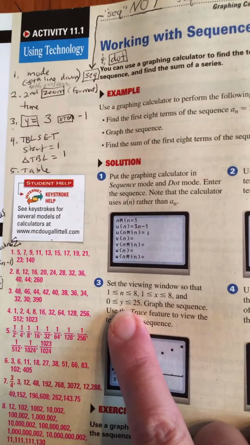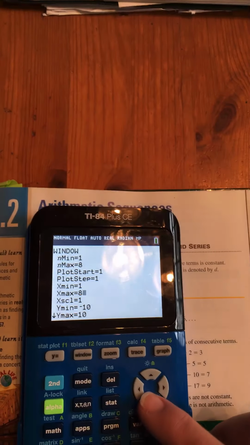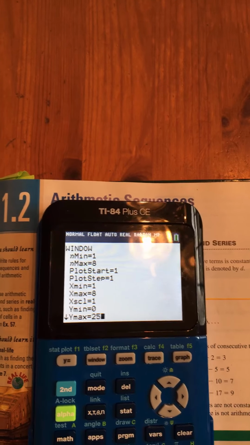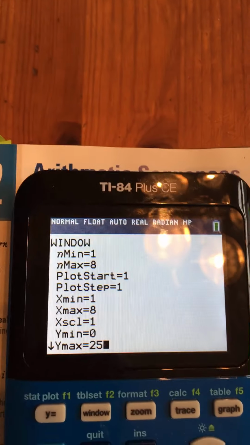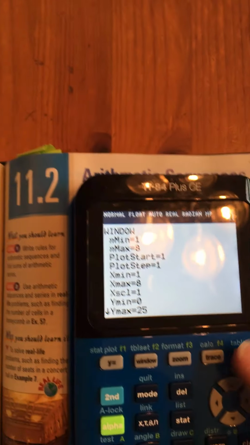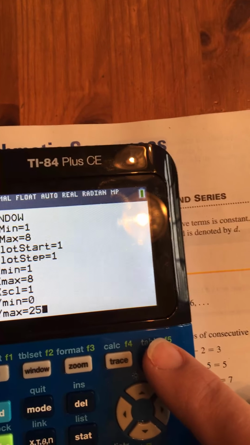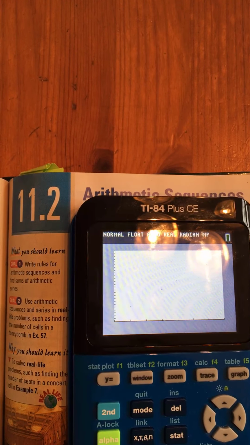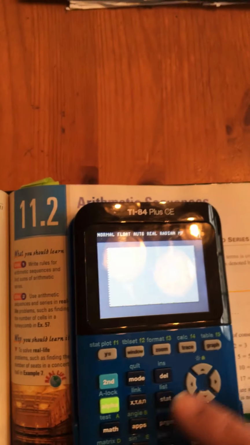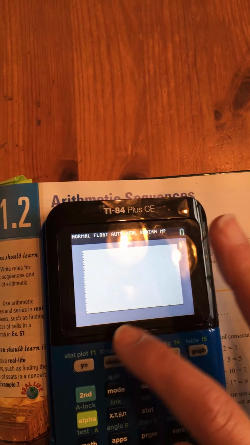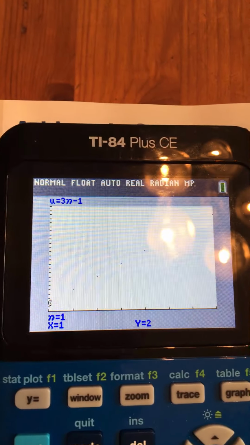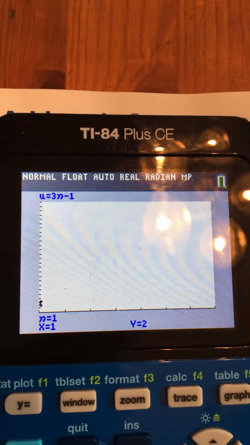And I want my y to be between 0 and 25. So I'm going to go here to y minimum and make it 0, and y maximum and make it 25. Okay, so there's my window. I think I got it all good. Now I'm going to graph it, I think. My dots are not there. Okay, they said not to do that, so I shouldn't have done that. Let's quit that, and let's go to trace. There we go. All right, so there's my dots on trace, and to see the values.